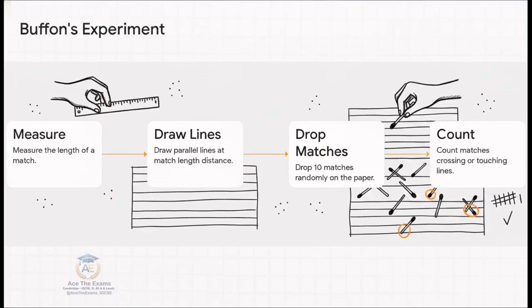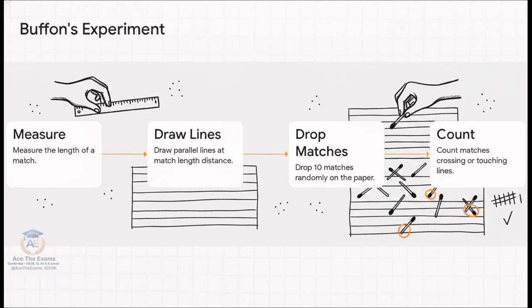Now we're escalating things. We're moving from applied models to a pure empirical experiment dreamed up by a French count. Probability, you see, isn't just formulas on a page, it's about observing reality. The count figured out that you could actually estimate mathematical constants simply by dropping objects. The steps are so elegantly simple.